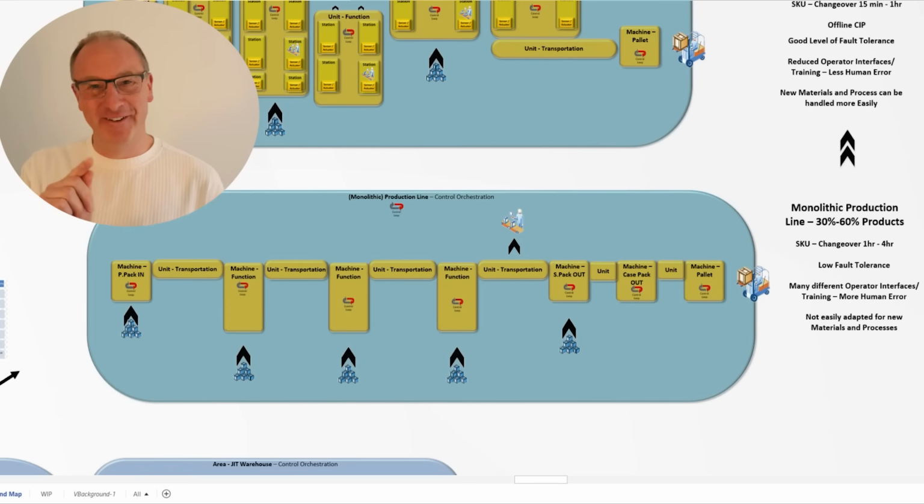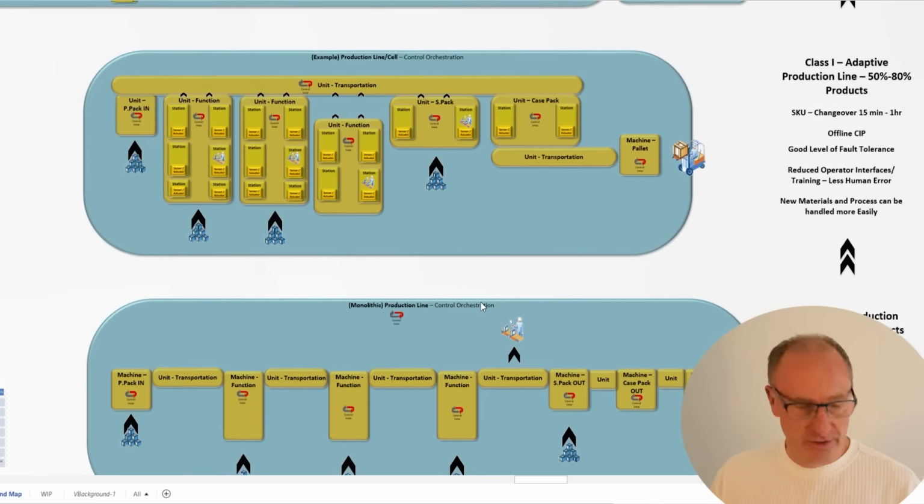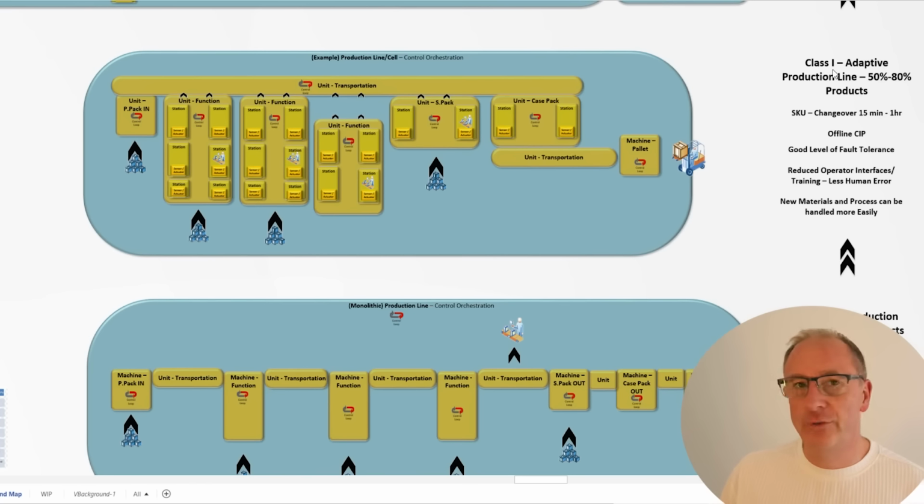So, enough of that. We're going to get straight into it. The traditional architecture, as you can see here, is pretty much it. This is copy and pasted across the land. But what I'm going to show you is an intermediate, what I would call class 1 adaptive. It can run 50 to 80% of products. With some adaptation, it could run all products, but it's not quite there yet.